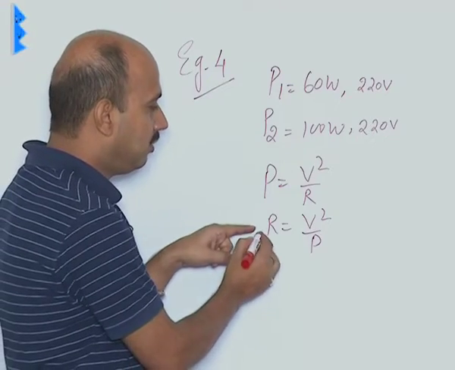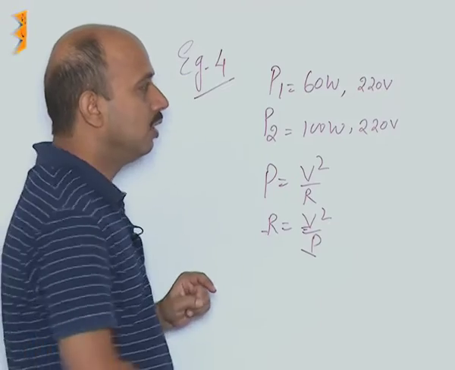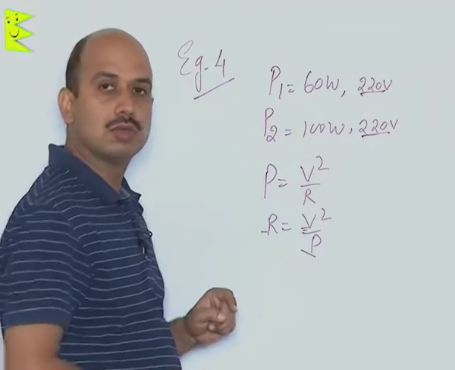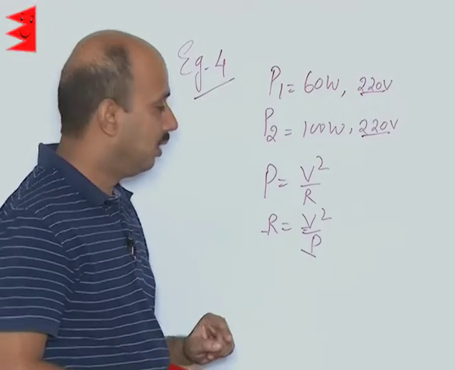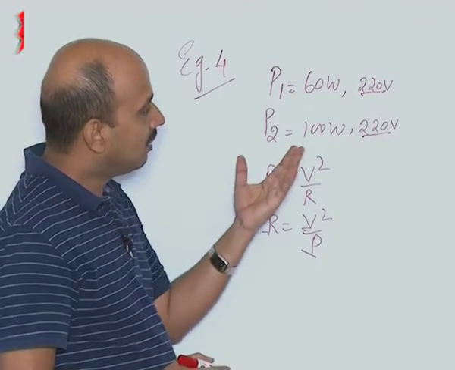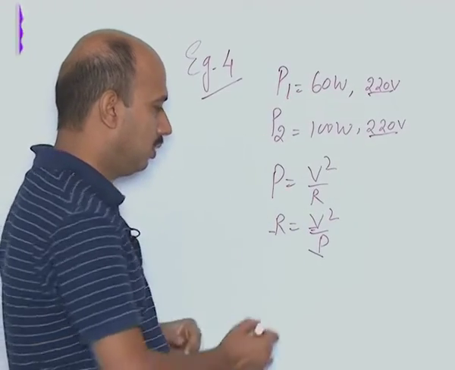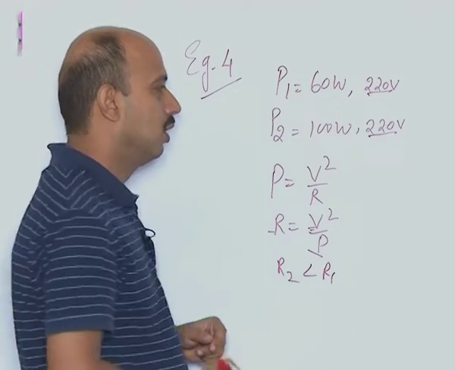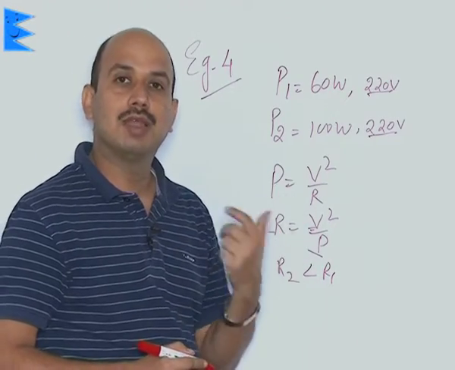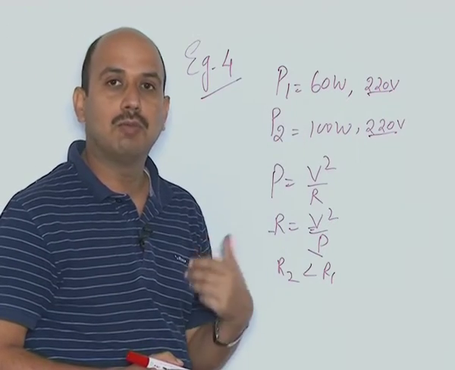So see, resistance is inversely proportional to P provided V remains constant. So here V is the same for both. When V is the same, resistance is inversely proportional to P. So the bulb which has a higher power will have less resistance. So obviously, we can write R2 is less than R1. The bulb having higher power has less resistance and the one with smaller power has more resistance.